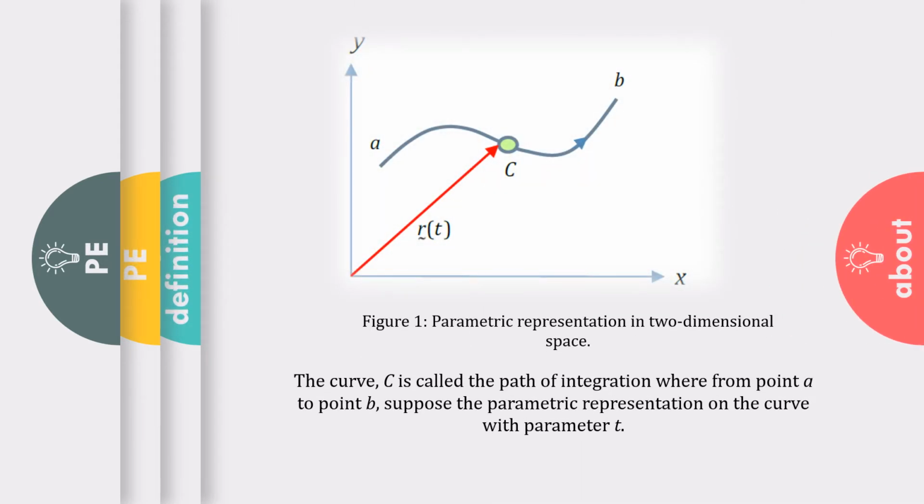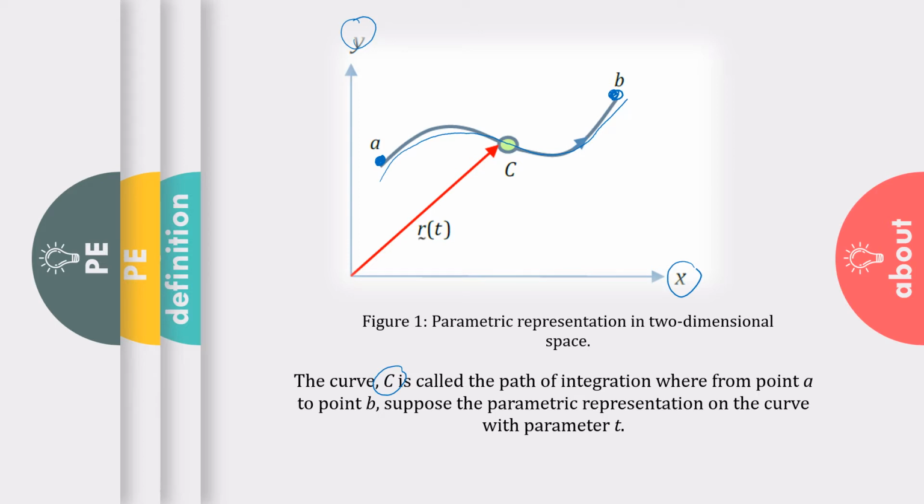So let's say this figure shows you the parametric representation in 2D space. Okay, so you have the x and y axes. This is in two-dimensional space, and you have a curve C. So this is your curve C. Your curve C is called the path of integration, going from point A, this point, to point B, that point. Suppose the parametric representation of the curve has parameter t.